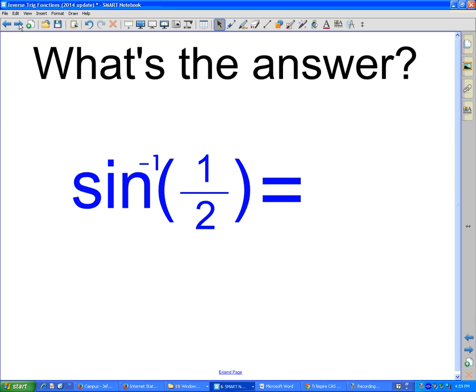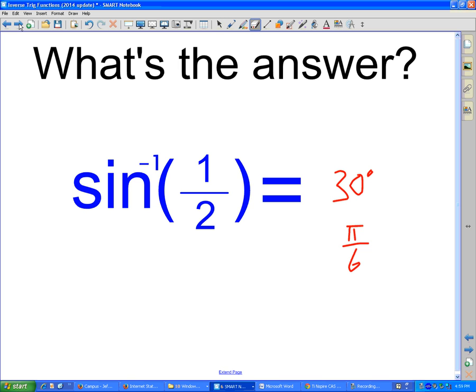A lot of students who have been in trig for a semester or at least a couple months will say, well, heck, that 1/2 is right out of one of the special right triangles. It's the short leg in the unit circle at a 30-degree angle, and they'll say the answer is 30 degrees. Or if they dig the radians, pi over 6. And that is absolutely correct.